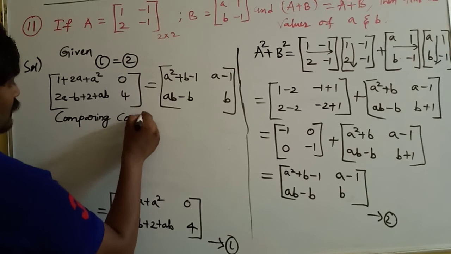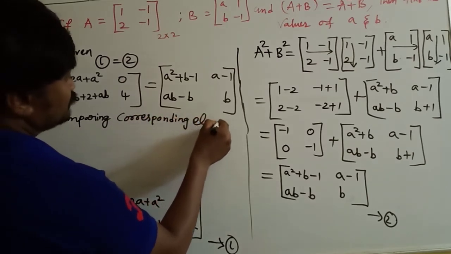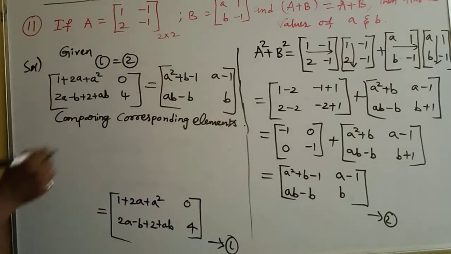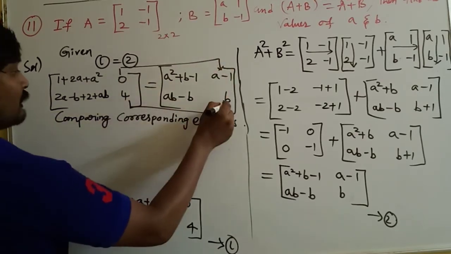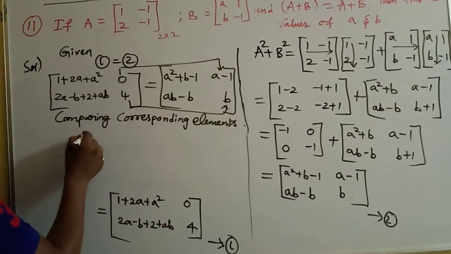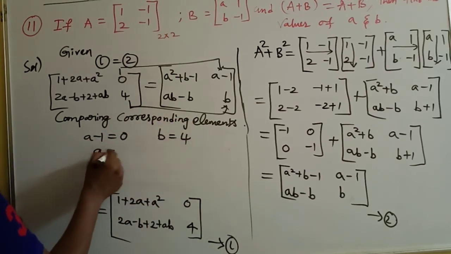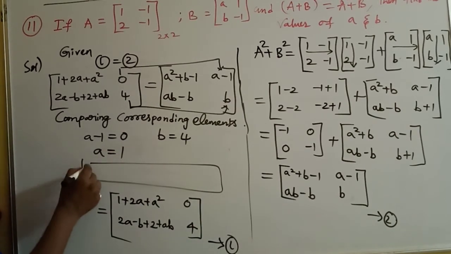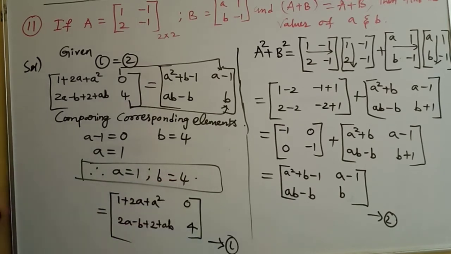Comparing corresponding elements. When you compare these corresponding elements, what will happen? So this easy way you need to find out. You are finding easily a and b values. So first a minus 1 is equal to 0, b is equal to 4. Minus 1 go to that side, plus 1. So at last, therefore, a is equal to 1, b is equal to 4. This much simple. So we don't want to take the difficult one, we need to take the easiest one, then we can complete it. So that is about your problem number 11.